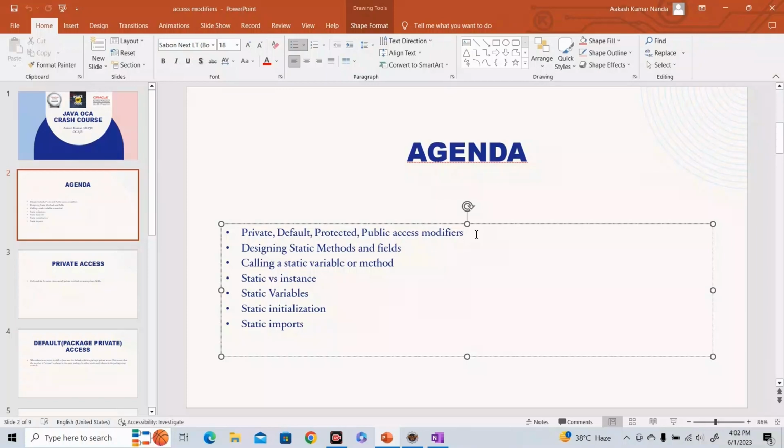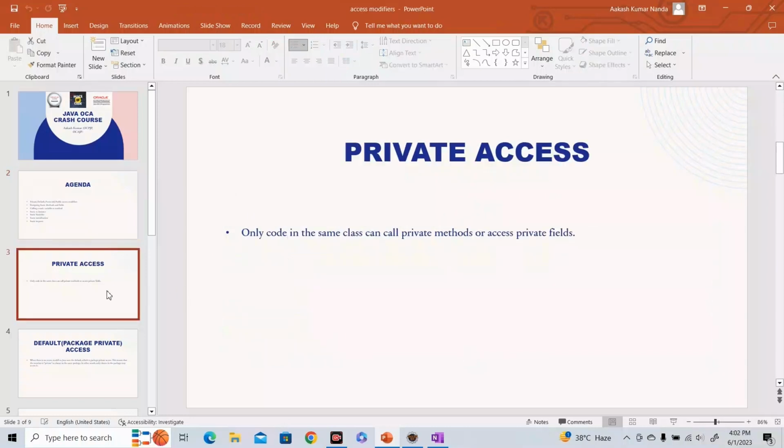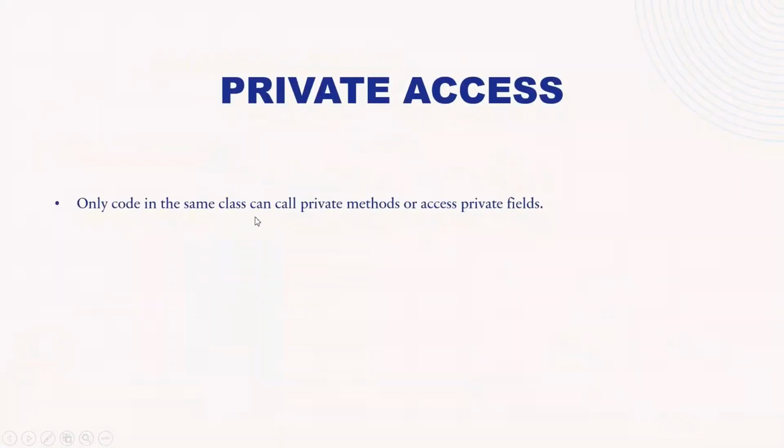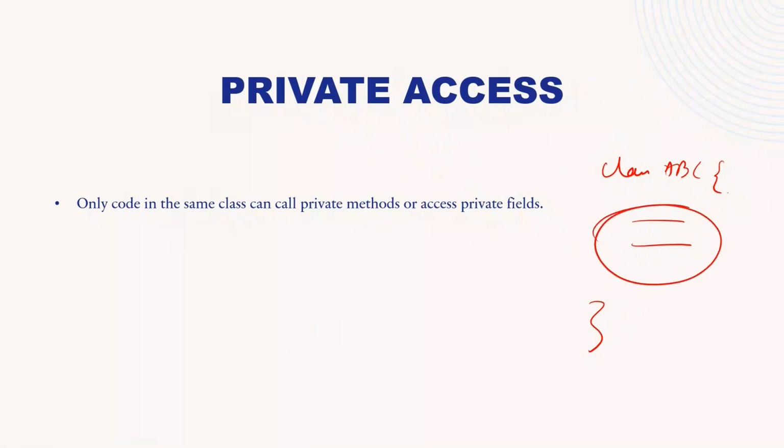Now, talking about the types of access modifiers, we'll first go through the definitions of all of them, and then dig deeper with some examples. First is the private access modifier, which is pretty simple to understand. Only code in the same class can call private methods or access private fields. If you have a class ABC, the scope of the private access modifier is limited to the class itself.